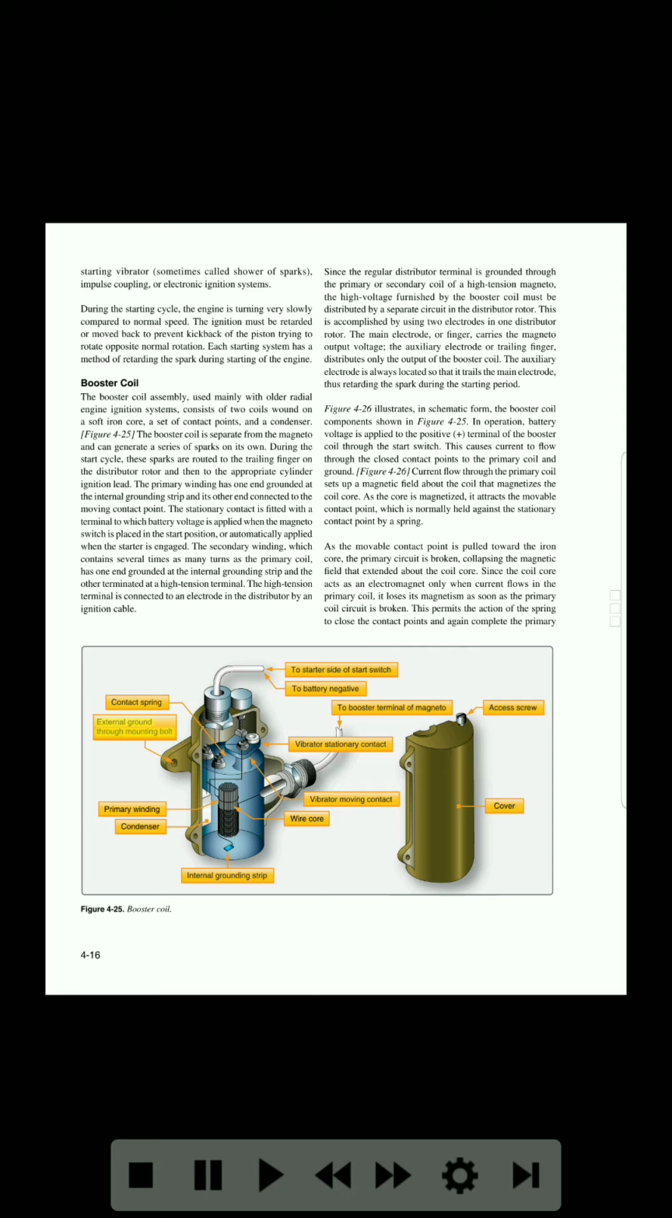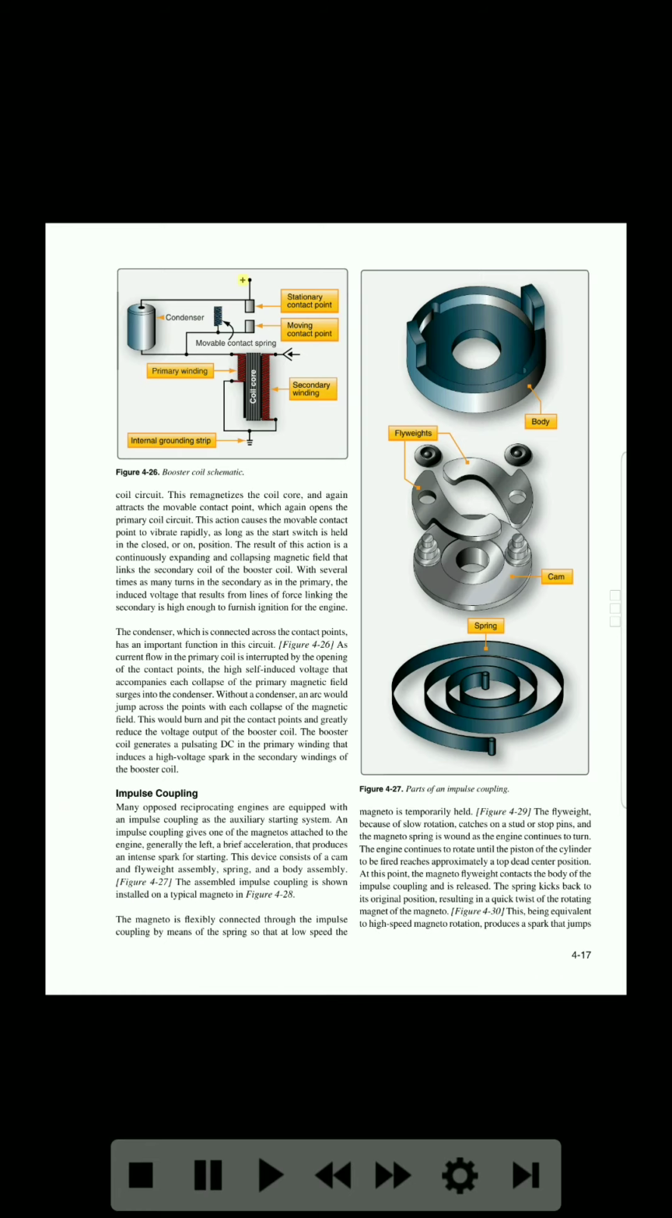External ground through mounting bolt. To starter side of start switch. To battery negative to booster terminal of magneto. Vibrator stationary contact. Vibrator moving contact. Access screw. Primary winding condenser. Cover. Wire core. Internal grounding strip. Figure 4-25. Booster coil. 4-16. Plus. Condenser. Movable contact spring. Stationary contact point. Moving contact point. Primary winding. Coil core. Secondary winding. Internal grounding strip. Body flyweights. Figure 4-26. Booster coil schematic.